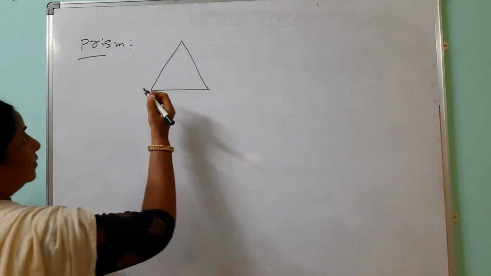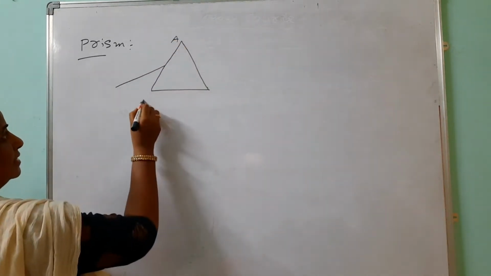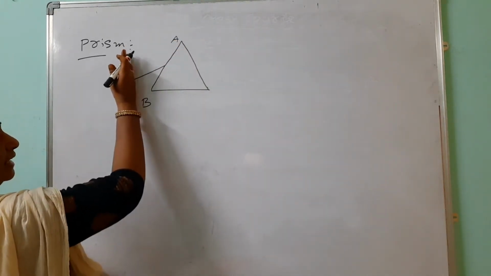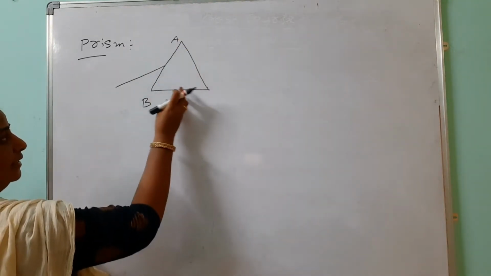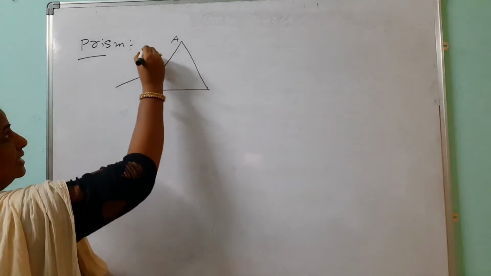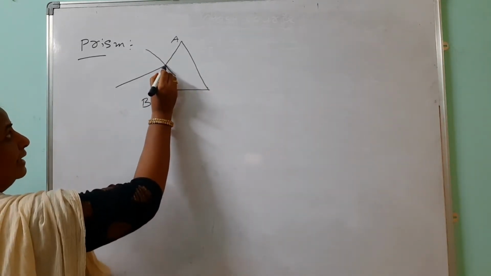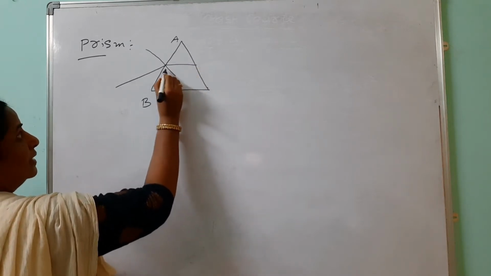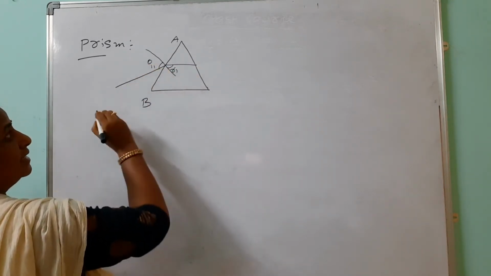You know already what refraction is when light falls on a surface. The first surface: here this is the rarer medium. This is made with glass. This is the denser medium. Then this is the normal to the surface. In the lab also you have this. Then the light bends towards the normal. This is the angle of refraction R1 and this is the angle of incidence I1.